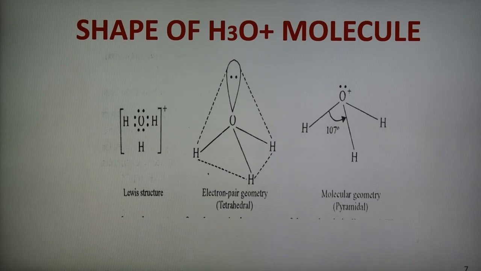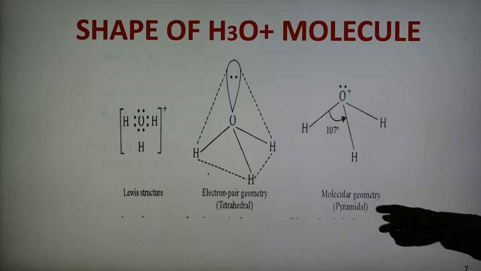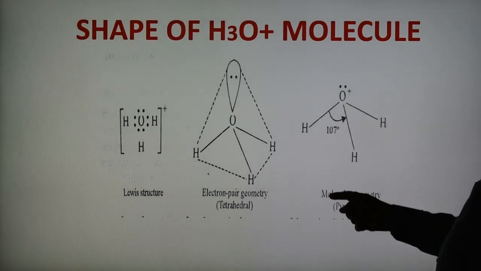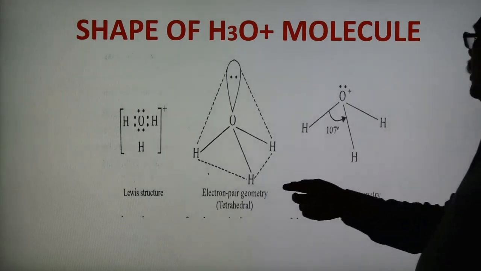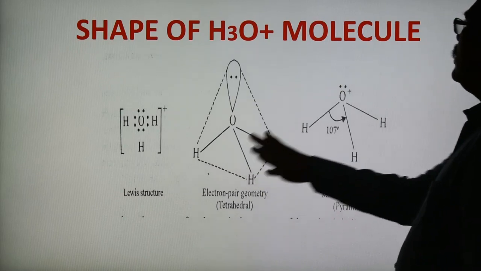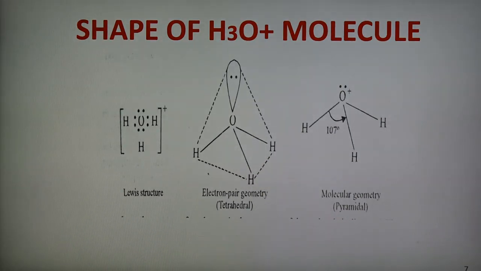It can be explained on the basis that the greater lone pair-bond pair repulsion is there, because of that the bond angle decreases, and therefore the geometry of the hydronium ion or H3O+ is pyramidal. So the bond angle is 107 degrees, and the shape is pyramidal, and the electron pair geometry is tetrahedral. So this is the geometry of the H3O+ molecule. So in this case this is the ion formed.